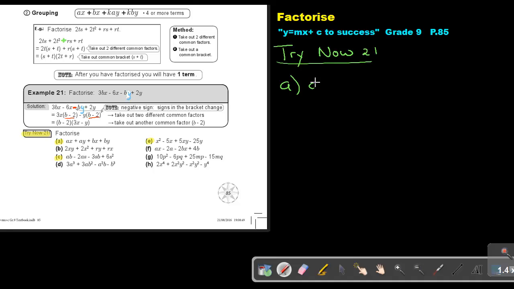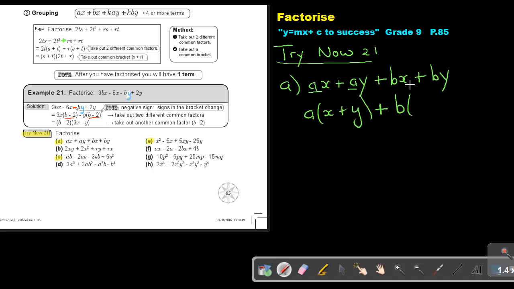So number A was ax plus ay plus bx plus by. As soon as you see 4 terms, think of grouping and test if grouping can work out. So what do I take out of these first 2 terms? A. Sometimes you can take out of the first and the third, or the second and the fourth. It can also work out. So what will be left? x. If I divide, the a's cancel, y. This is a positive. Don't worry too much about your signs. It will work out. So if I divide x, the sign stays the same.